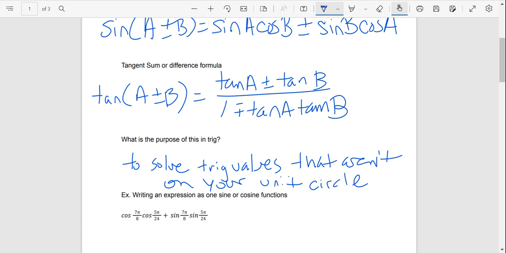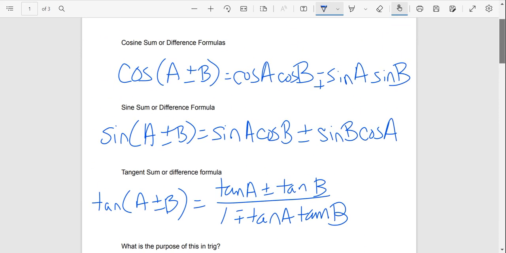Now, can we do any one? Like, can we just pick up and do cosine of 51 degrees? No, that's not what this is for. The ones I'll be giving you, though, you'll be able to add or subtract two numbers that will get you the value you're trying to find.